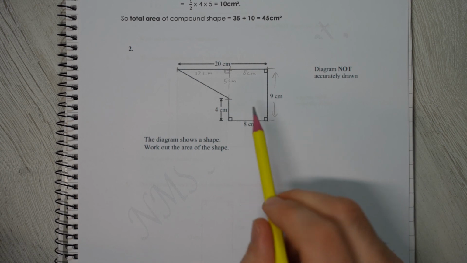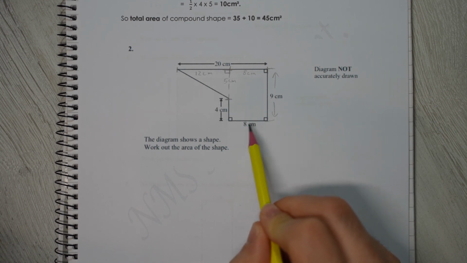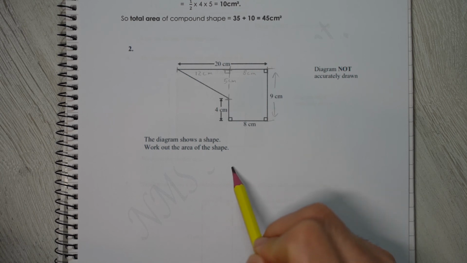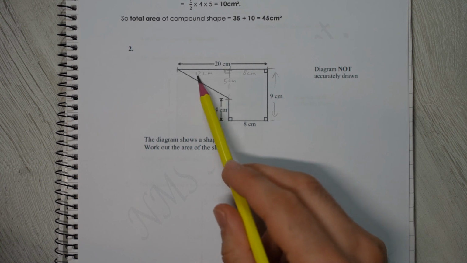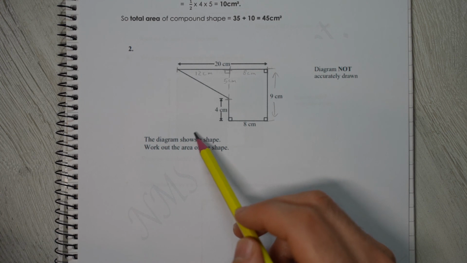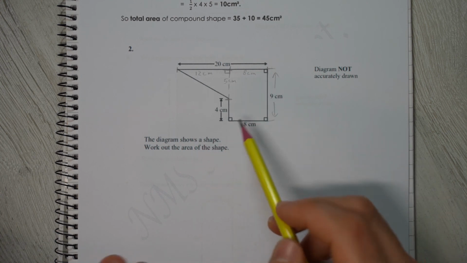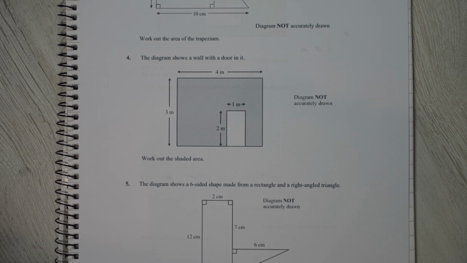So to find the area of the rectangle, you need to multiply 8 by 9. To find the area of this triangle, you need to multiply 12 times 5 and then divide by 2, of course, because it is a triangle. These questions from page 8 are for homework.